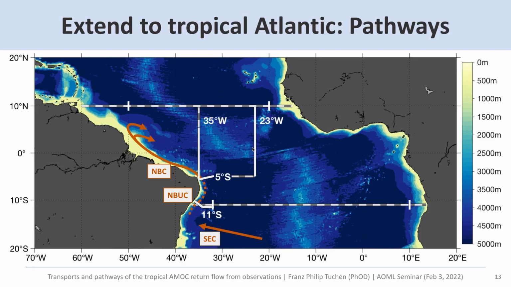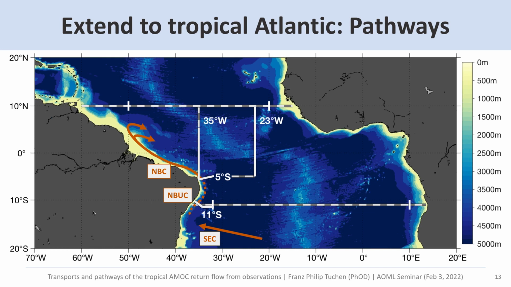Okay, and then for the last part, because we were quite happy with the agreement of Argo data and ship-based measurements at the 11 south western boundary, we wanted to extend this analysis to the whole tropical Atlantic and to give a more or less coherent picture of observations on these different pathways and transport estimates at all the different sections that we used.